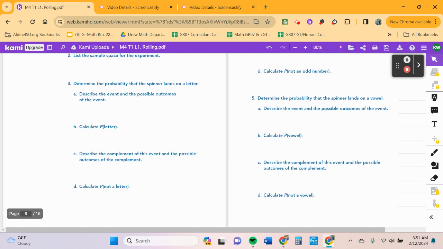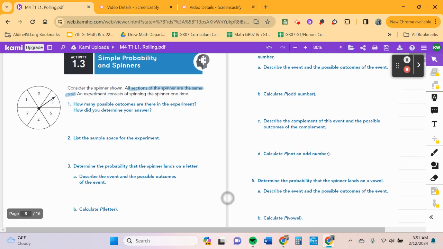Then C says describe the complement of the event. Remember what the complement is. We learned that in the last activity in 1.2. And the possible outcomes of the complement. And then it also kind of gives you a hint here. It says calculate the probability of it not being a letter.